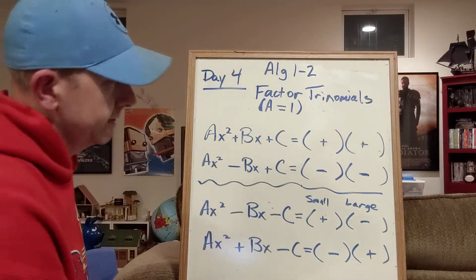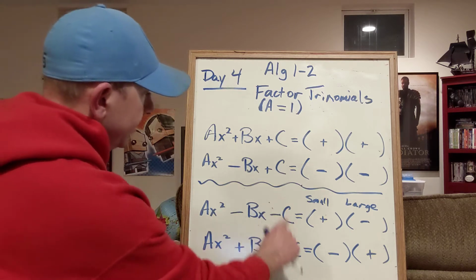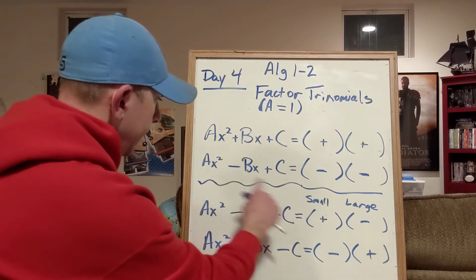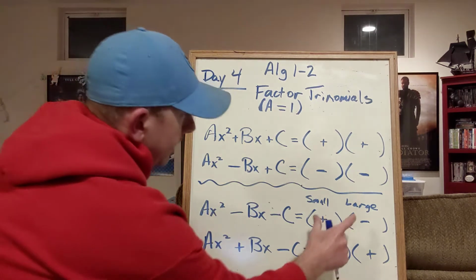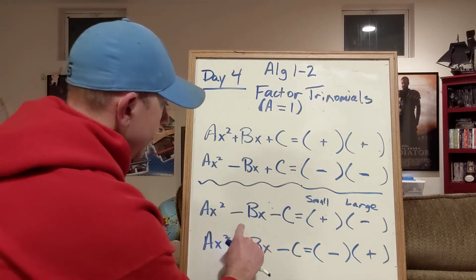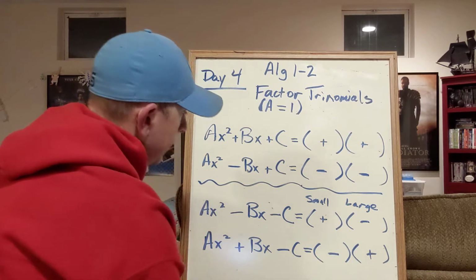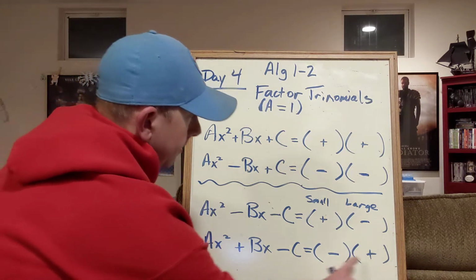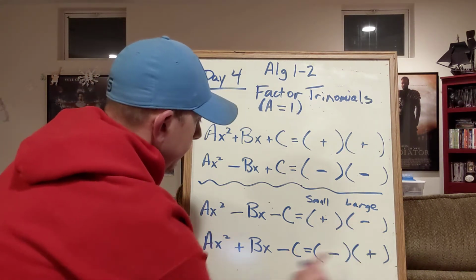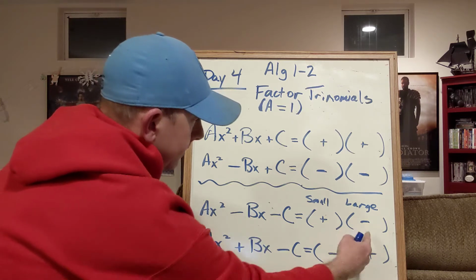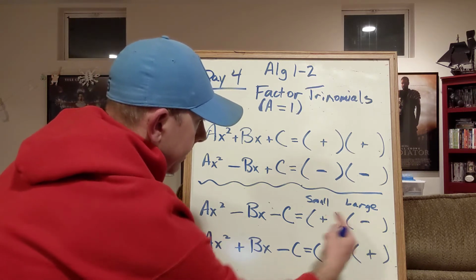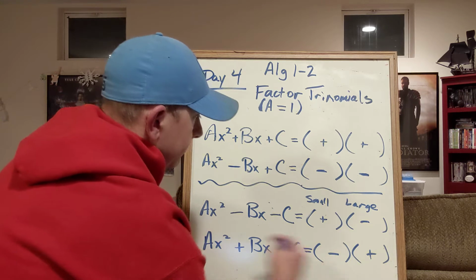Now down here, this is a little more confusing. Whenever C is negative, when you multiply A times C, you get a negative number. You're going to have one of each. Now when the B term, the middle term, is negative, the larger number will be the negative. When B is positive, the larger number will be the positive. So the larger number always matches up with this sign.